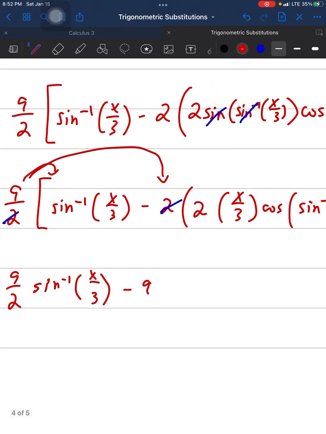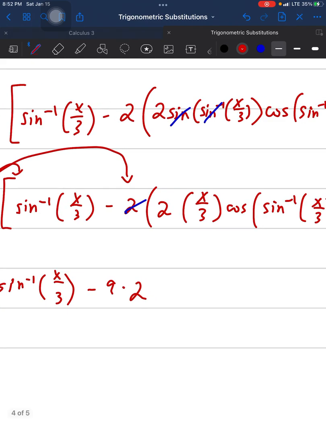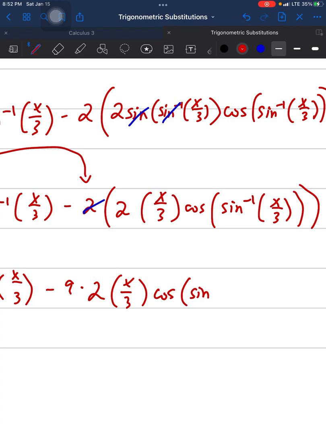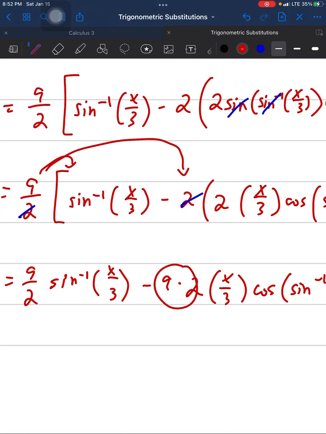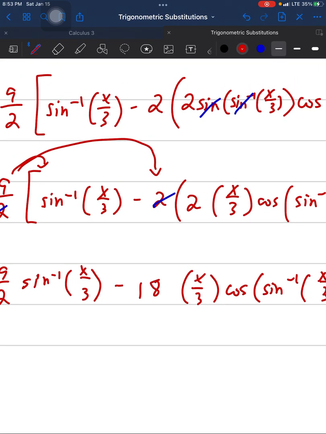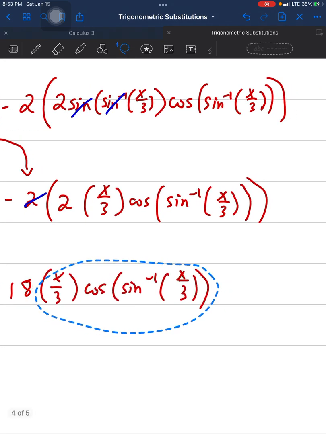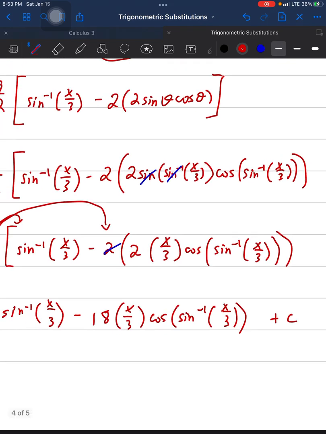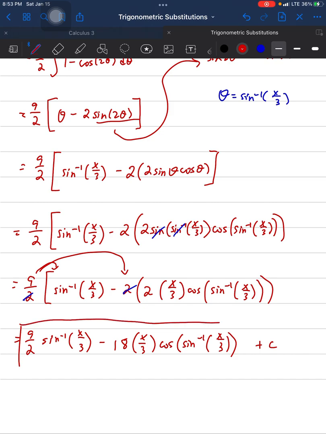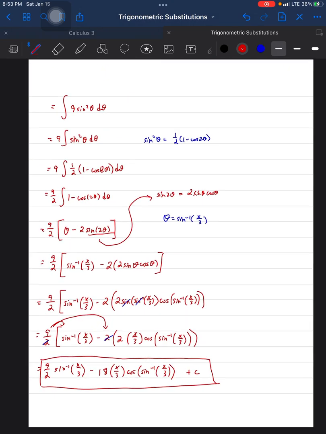And we get minus 9 times 2x over 3 cosine sine inverse x over 3, and this right here is just 18, so let's just write 18. And this is basically our final answer. We just need to add the plus c, and this is the final answer basically.